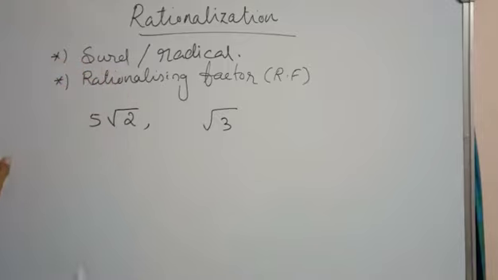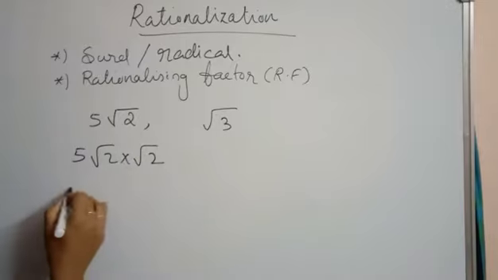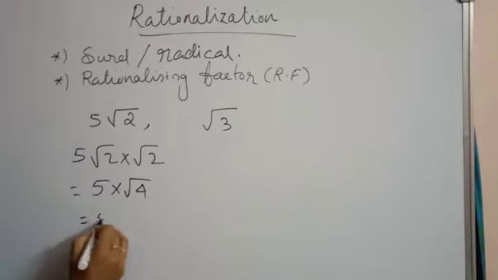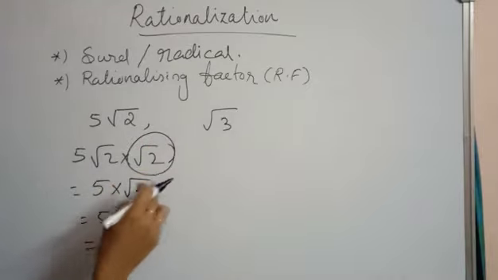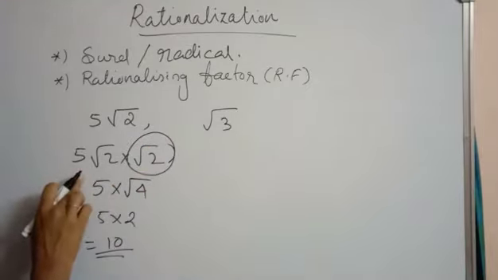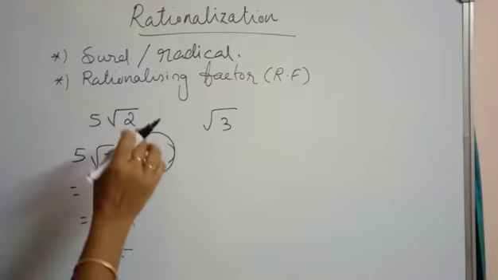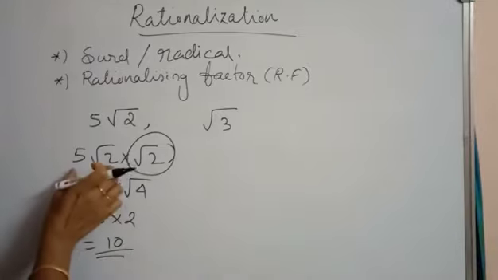So let's multiply 5 square root of 2 with square root of 2 itself. So what will we get? We'll get 5 into square root of 4, that is 5 into 2, which is equal to 10. So we are getting a rational number here. Therefore, we can say that root 2 is the rationalizing factor of 5 root 2. Also, 5 root 2 can be the rationalizing factor of the other term as well. But root 2 is the lowest rationalizing factor of 5 root 2.